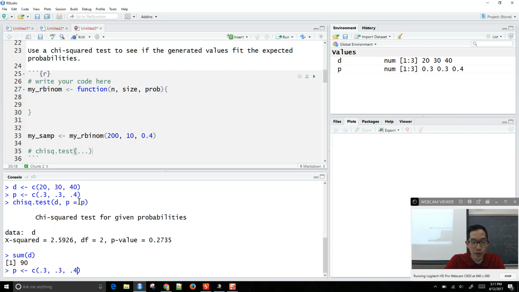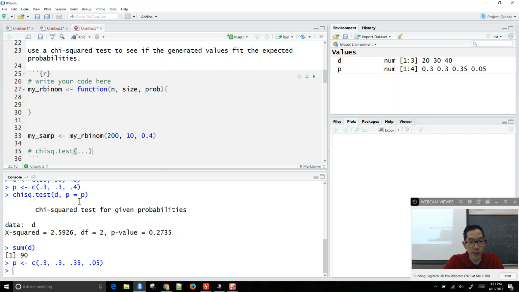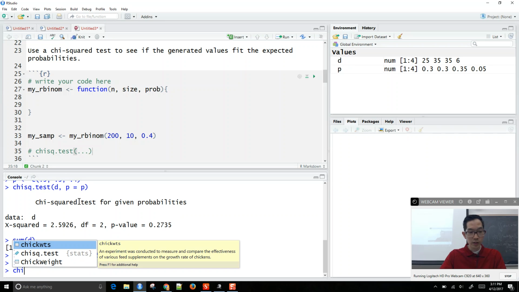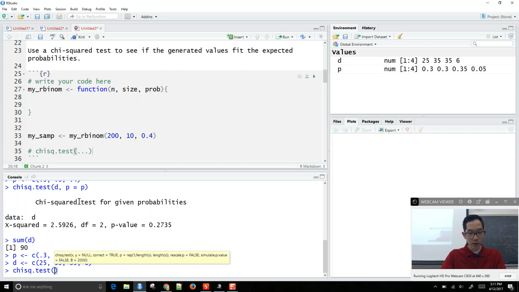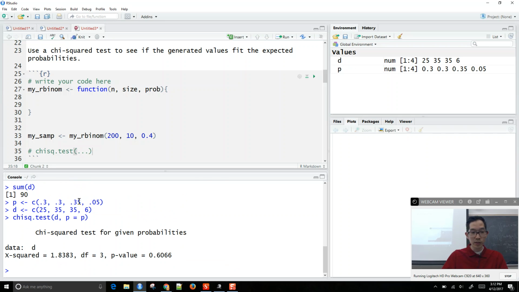say my proportions were 30, 30, 35, and 5%, and my observed counts were 25, 35, 35, and 6. When I do my chi-squared test and compare D to these given probabilities, I guess it didn't, let me see. No, this adds up to be more than, let me just change this. Okay, we'll do 20, 30, 30, and 6.